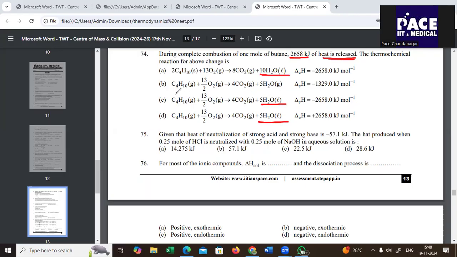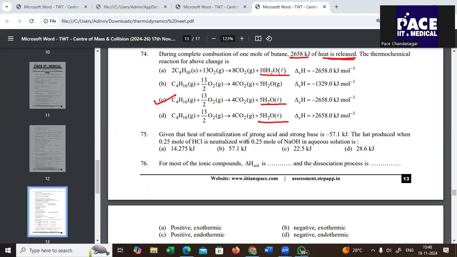In these three, whichever is going well with your balancing part, please check out correctly. It is the same reaction, but balancing is the difference here. So if you check out, option C is right in the balancing part. Please pause it and check it out. All right. Next, number 75.